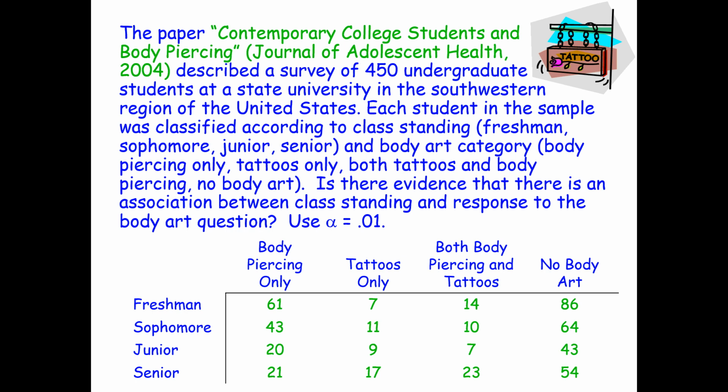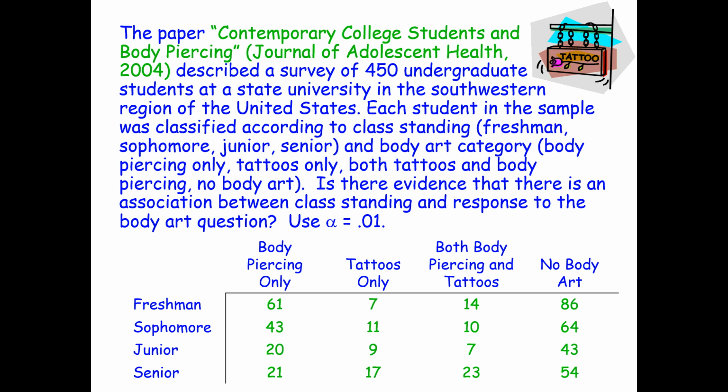The paper, Contemporary College Students and Body Piercing, described a survey of 450 undergraduate students at the State University in the southwestern region of the United States. Each student in the sample was classified according to class standing, so freshman, sophomore, junior, senior, and body art category. So body piercing only, tattoos only, and then both tattoos and body piercing, and no body art. Is there evidence that there is an association between class standing and response to the body art question, using an alpha of 0.01?